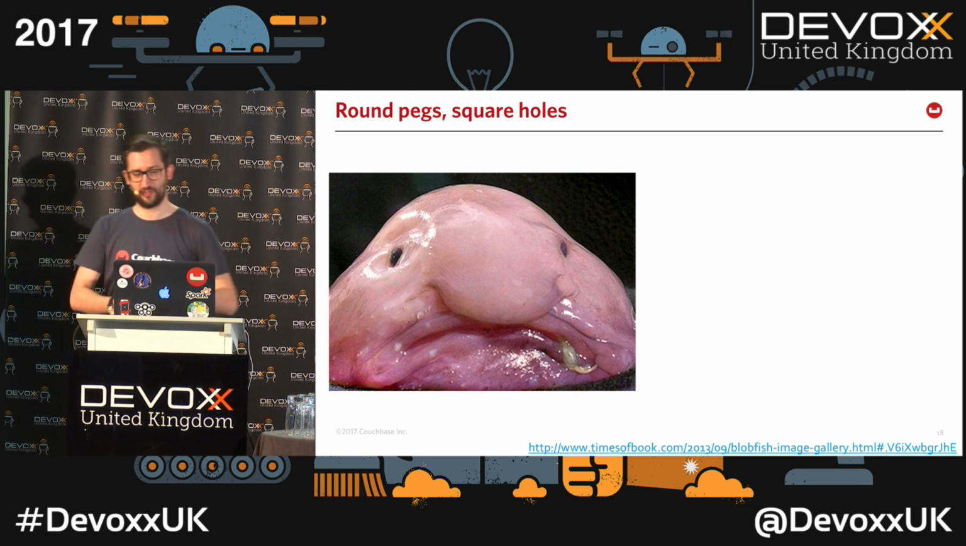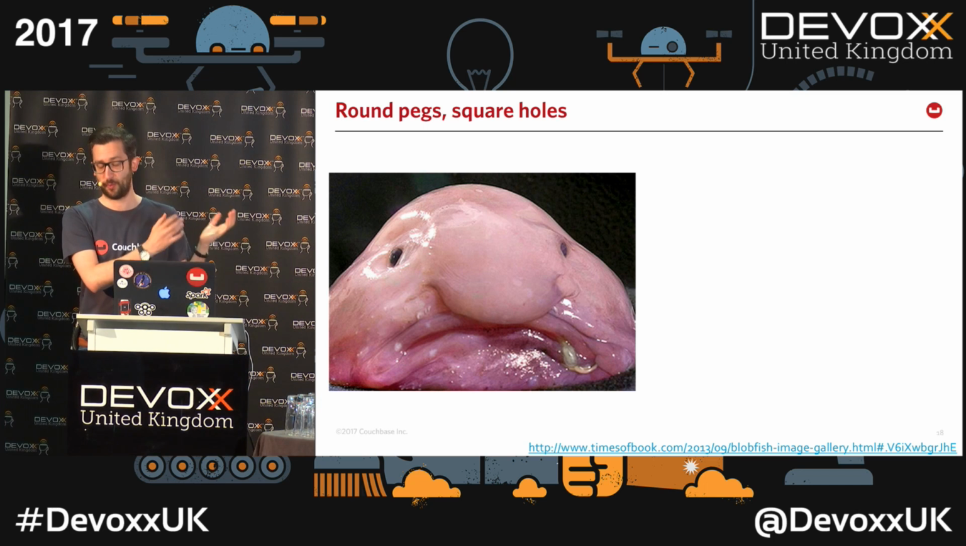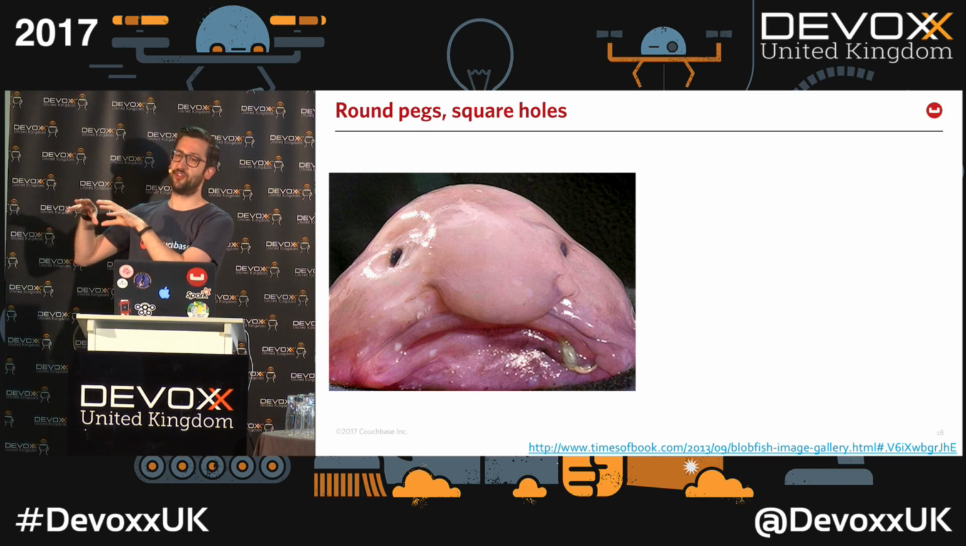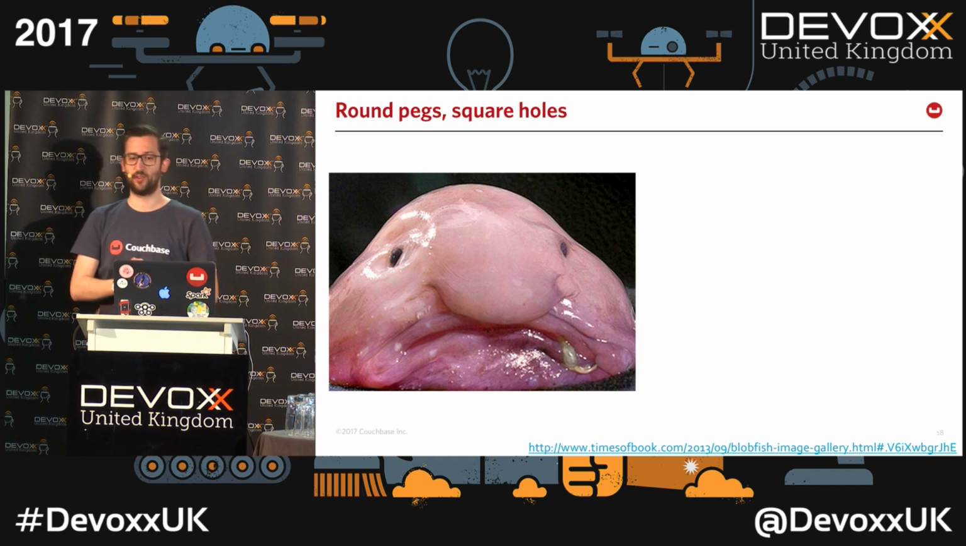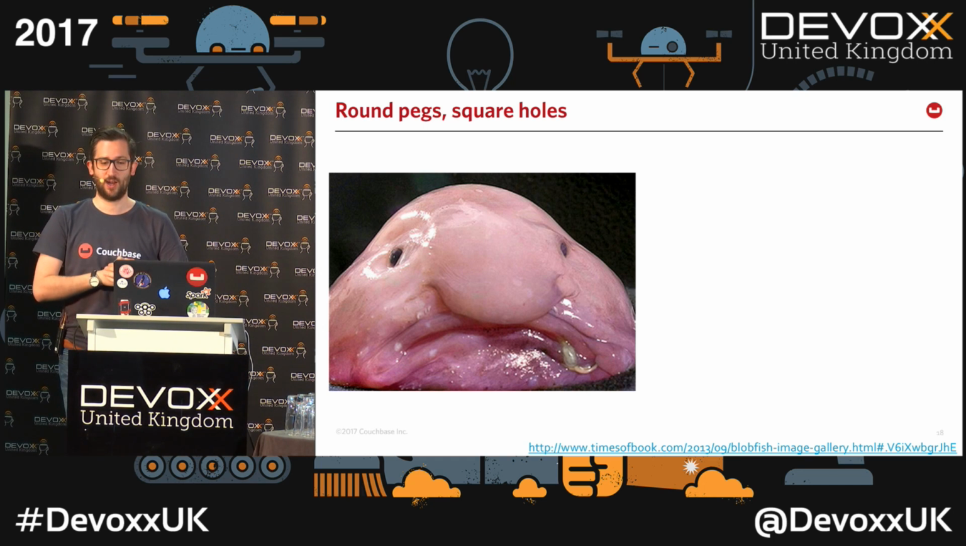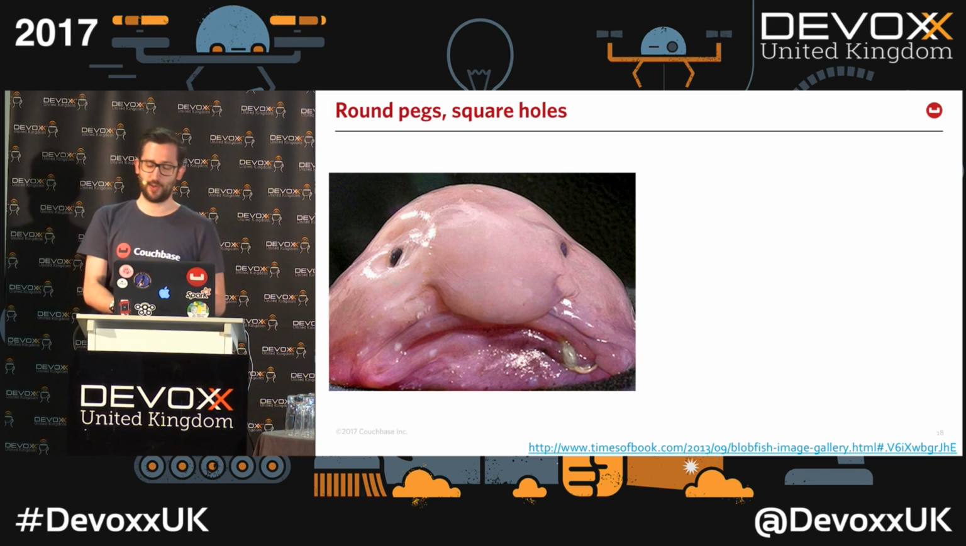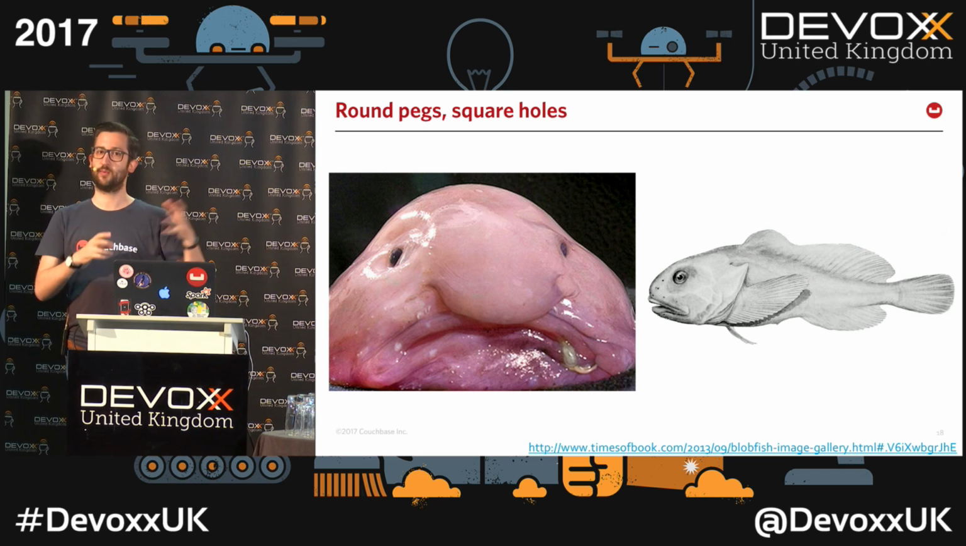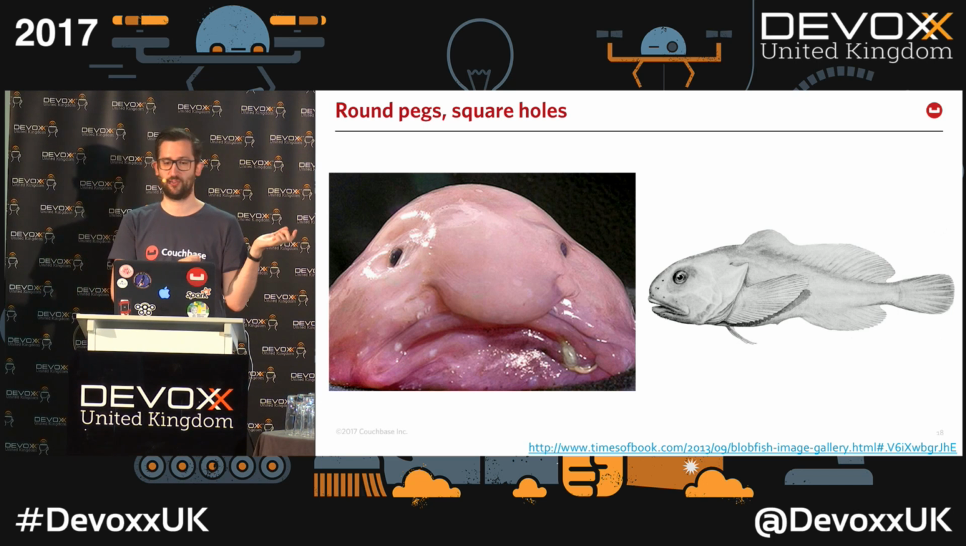And that brings me on to this obviously relevant picture of a blobfish. This is a blobfish, which is a deep sea fish at surface level. And it's not very happy, clearly. But if I show you a picture of it in the natural environment, it looks like a normal fish. It's not a particularly beautiful fish, but it looks like a fish.